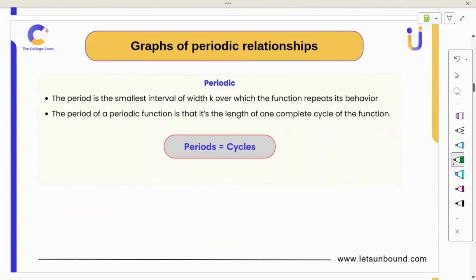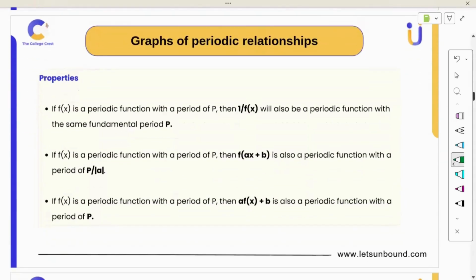Okay, so again a quick recall. The period is the smallest value, like a number, 1, 2, 3, like that, over which the function repeats its behavior. The period of a periodic function is the length of one complete cycle. So you take one complete cycle and find the length. That's it. So period is equal to the length of a cycle.